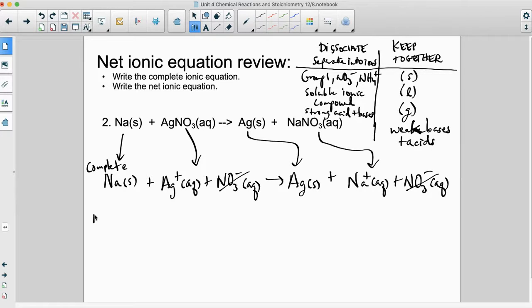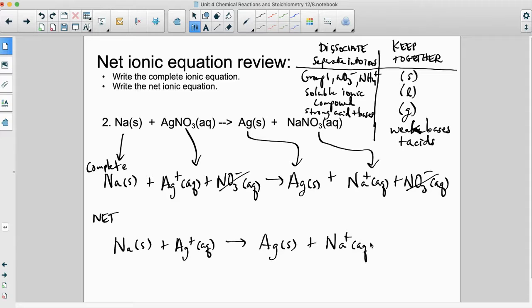And then our net would be Na solid plus Ag+ aqueous forms Ag solid plus Na+ aqueous. And that's our net ionic equation.